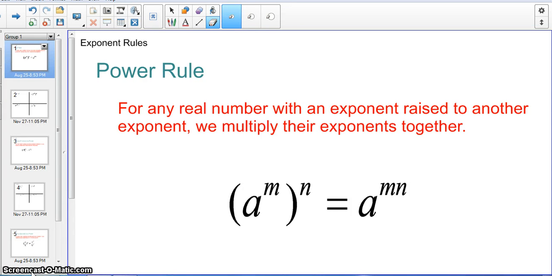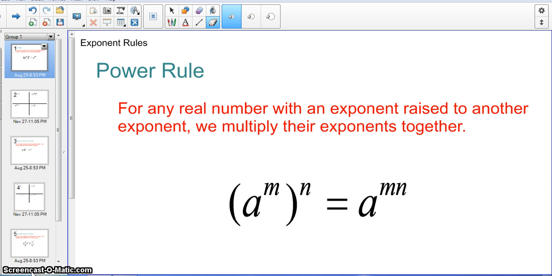Hello. There are a couple other types of exponent rules. We have gone over product rule and quotient rule. Remember, product rule, we add our exponents. Quotient rule, we take the top exponent and subtract the bottom exponent. Then we have to look at them and see if we have negative exponents.